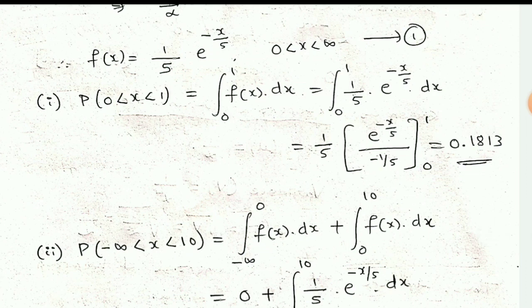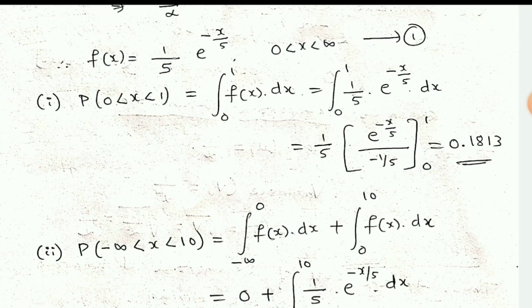Now what is the first question? We have to find p of 0 less than x less than 1. Again remember, this is integration. So 0 to 1 f of x into dx. So here it is 0 to 1, 1 by 5 into e power minus x by 5 into dx. 1 by 5 is constant. Integration of e power minus x by 5 is e power minus x by 5 divided by minus 1 by 5. Simplify, you get the answer as 0.1813.